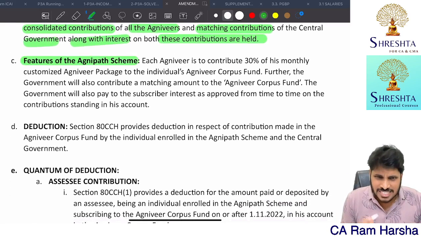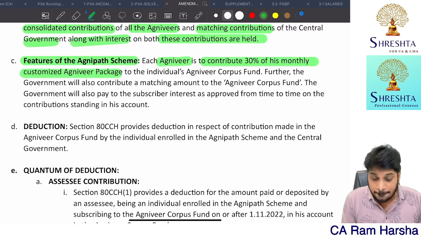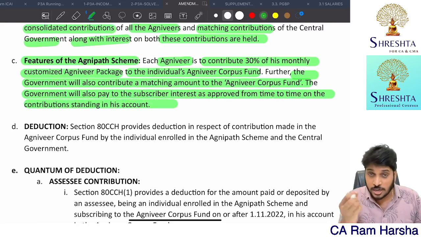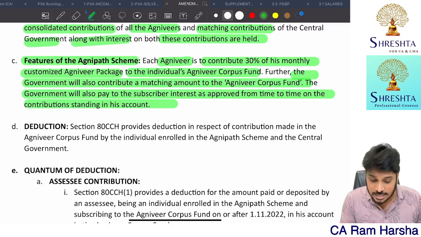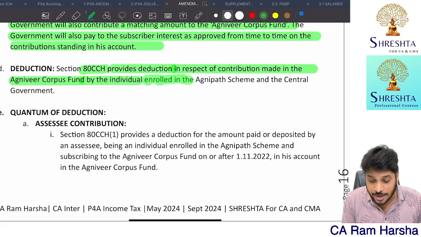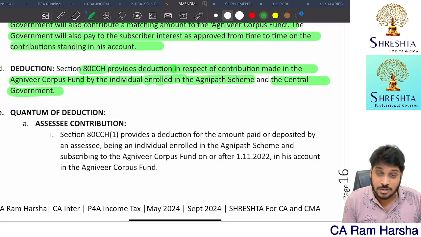What are the features of this scheme? Each Agniveer contributes 30% of his package to the individual Agniveer Corpus Fund. Further, the government will also make a matching contribution to the Agniveer Corpus Fund. The government will also pay interest, as approved from time to time, on the outstanding balance in that fund. And 80CCH provides deduction in respect of contribution made to the Agniveer Corpus Fund by an individual enrolled in the Agnipath scheme and also the contribution by the central government.